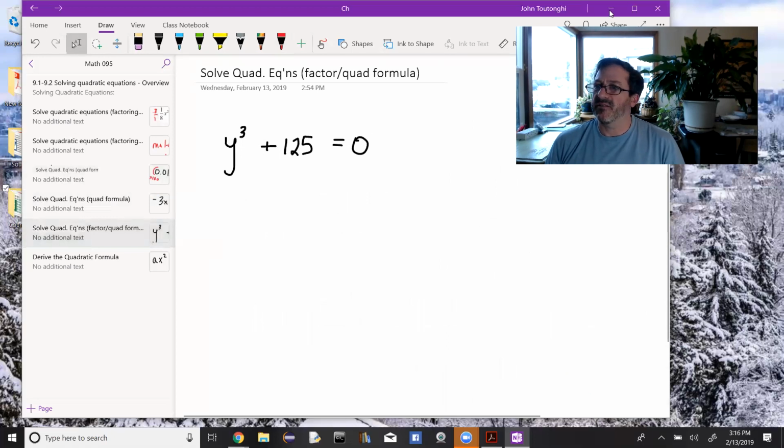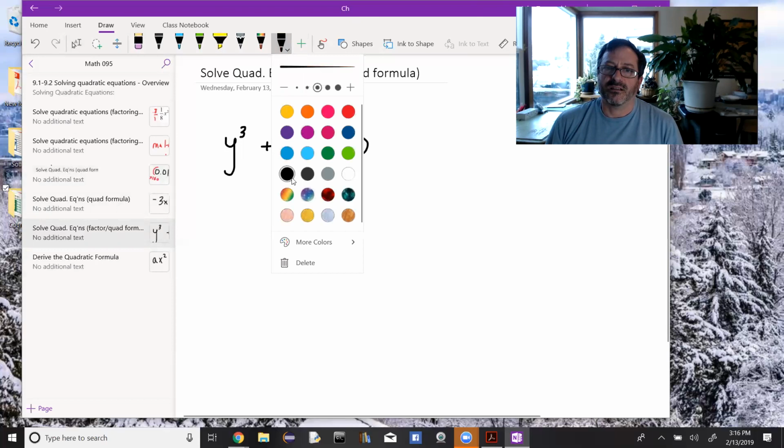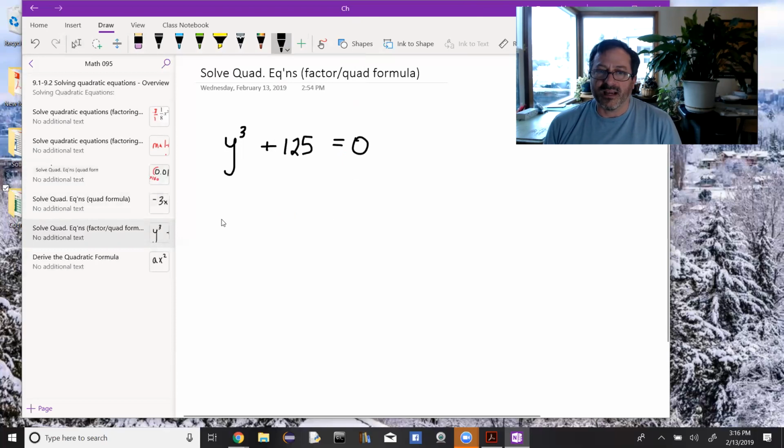This example will involve factoring and using the quadratic formula. So how does it involve factoring? Well, this is a sum of 2 cubes, so I can factor that. And how does it factor? Well, it's y cubed plus 5 cubed. I can recognize this as y cubed plus 5 cubed. So that factors as 2 terms times 3 terms, and it still needs to equal 0.